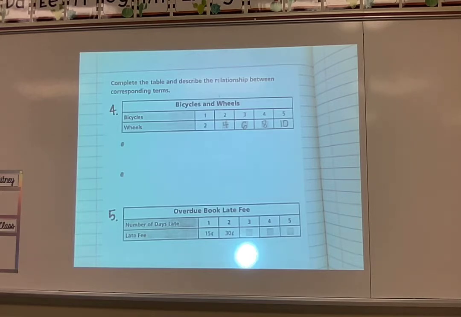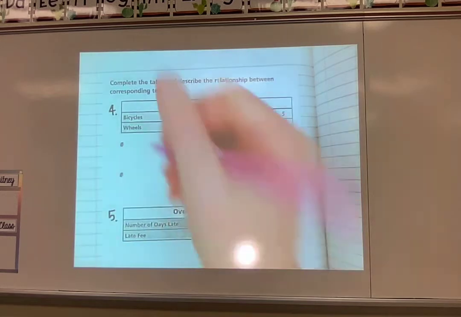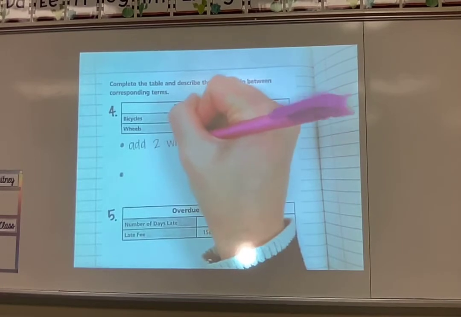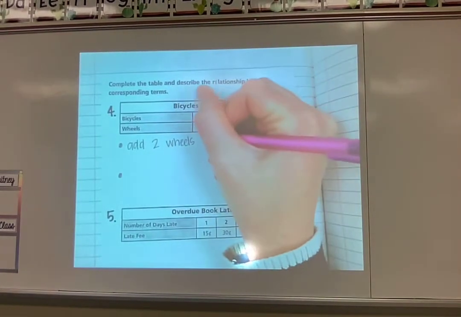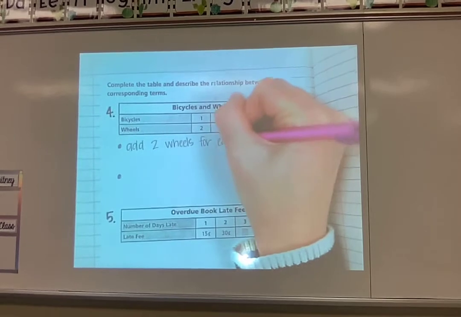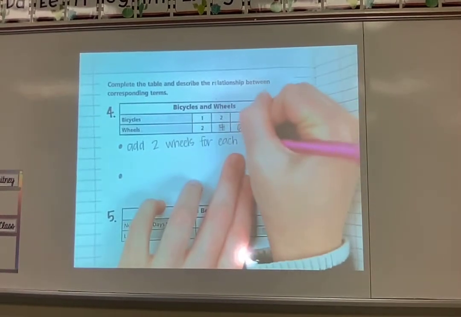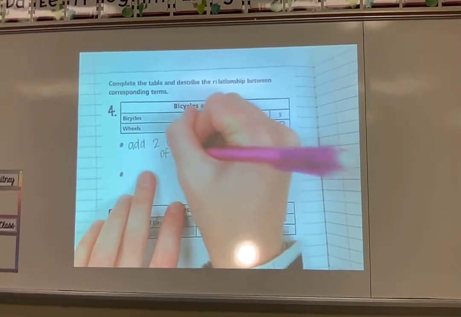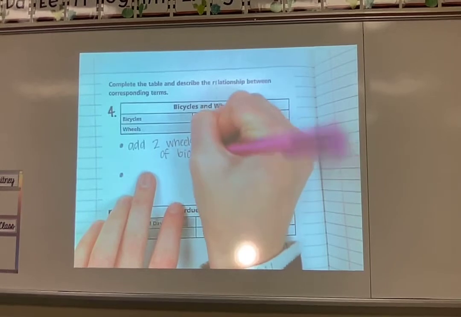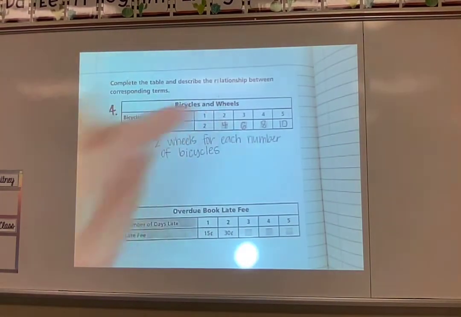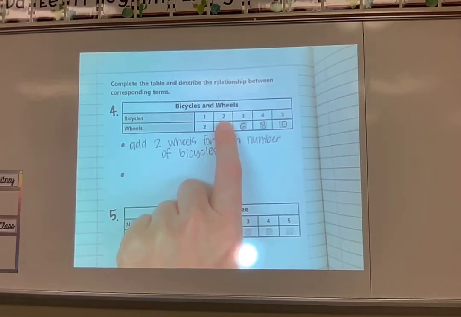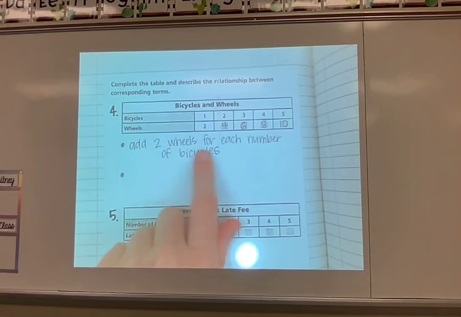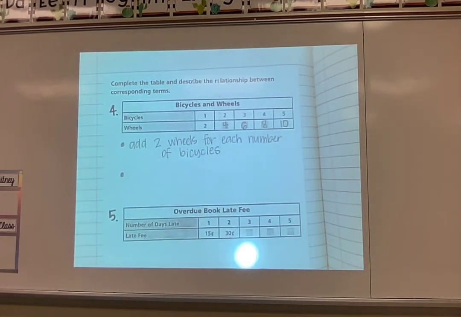First, we could explain it with addition. I could say, add 2 wheels for each number of bicycles. That would be one way to explain this relationship between bicycles and wheels and to show them the pattern. So if I had one bicycle, I would just add 2 wheels. If I had 2 bicycles, I would add 2 plus 2. If I had 3 bicycles, I would add 2 plus 2 plus 2. I would add 2 wheels for each bicycle that I had.